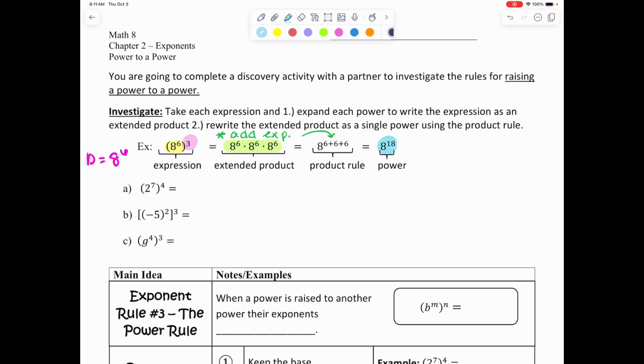So I'd like you to do the same thing for part A, B, and C. So just as a reminder, in part A, the base is not a 2. The base is 2 to the 7th because it's in parentheses. So at this time, please pause the video, then resume the video to go over the answers.